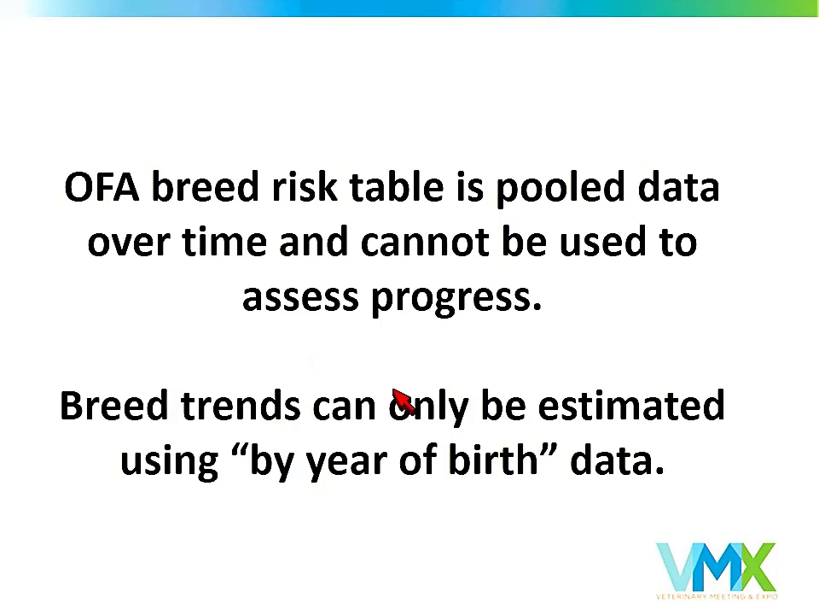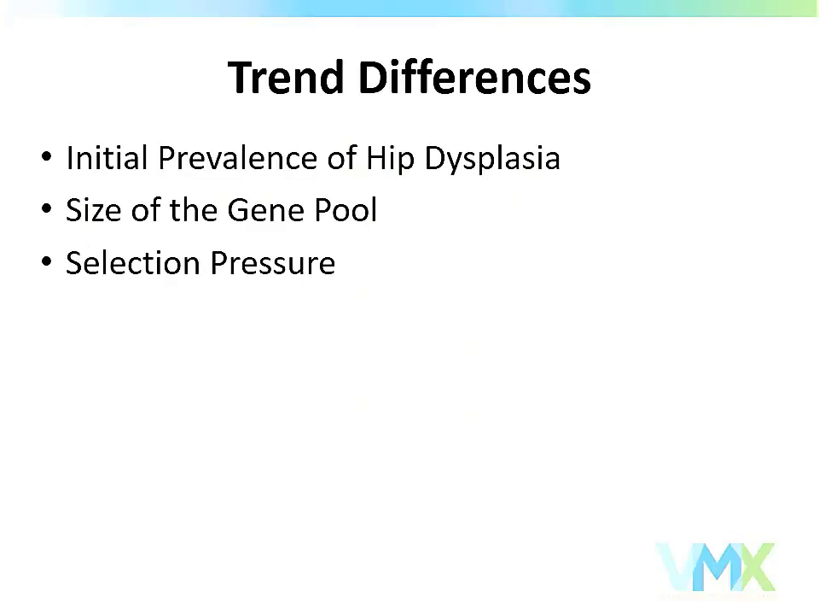OFA data, pool data, is represented in two ways. One is pool, which goes back through 1974, and represents every piece of information OFA has on this dog. And it can only be used to estimate risk. Any kind of idea on trends, you have to go by birth year. And again, it depends on the prevalence of the disease, size of the gene pool, and selection pressure.